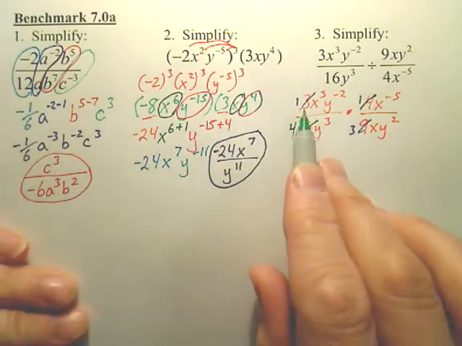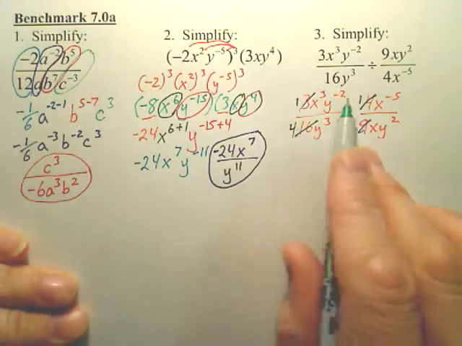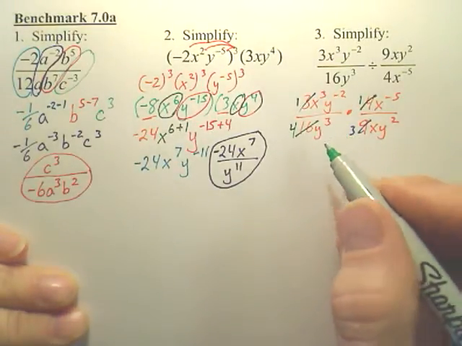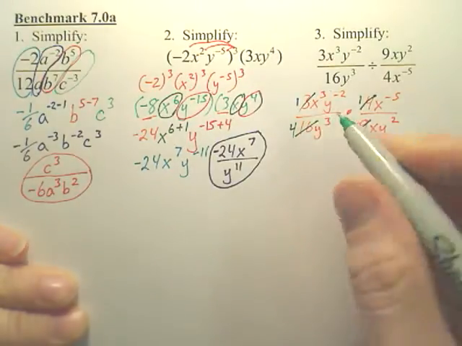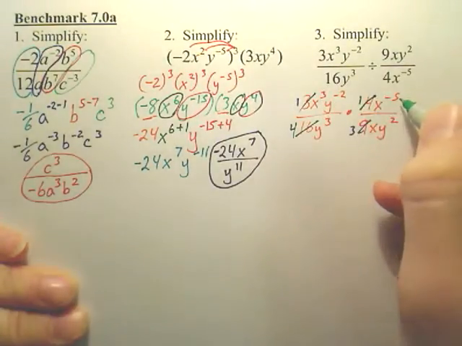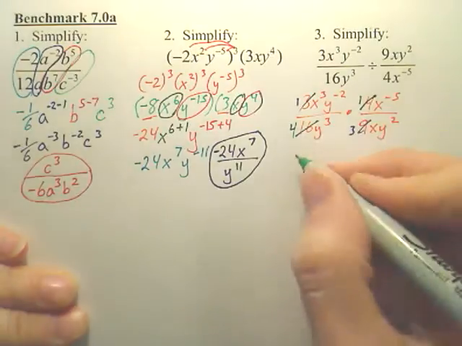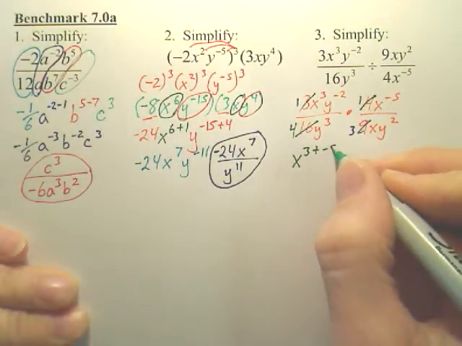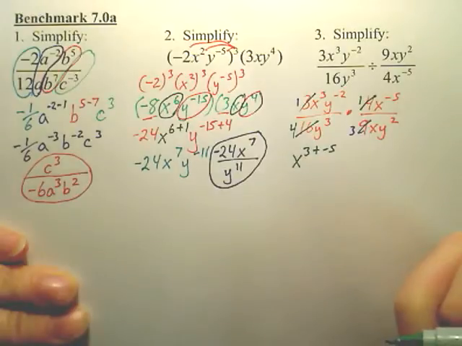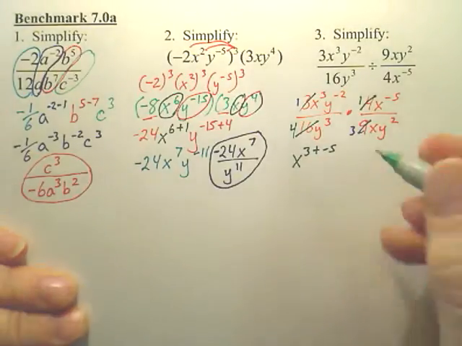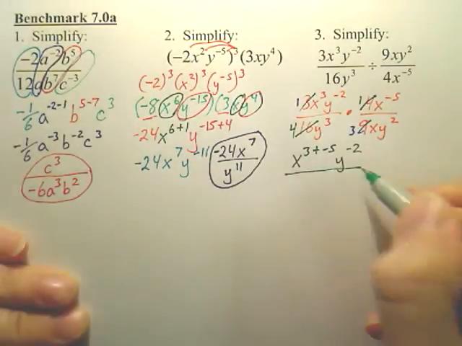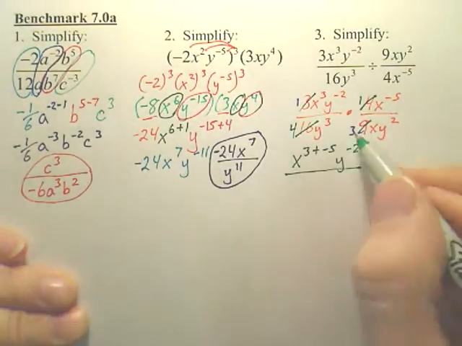Now, once we got that, let's multiply across. So what's 1 times 1? It's 1. So we don't need to write 1 on top unless you really want to. And then, what's x to the third times x to the negative fifth? Isn't that going to be x to the 3 plus negative 5? Aren't you going to add the 3 and the negative 5? And then you have y to the negative second. Over, what's 4 times 3?